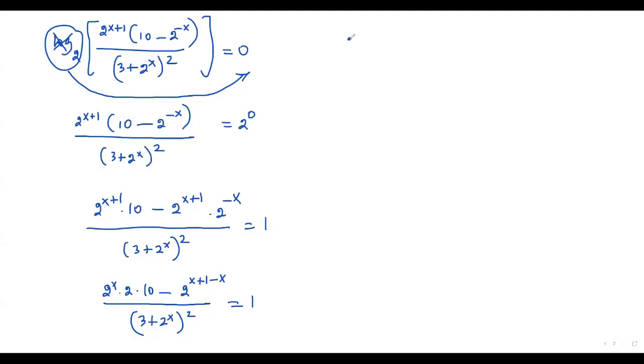Then I'm getting 2^x times 20, or it can also be written as 10 times 2^x. And here this +x and -x will cancel out. I am getting just 2 to the first power, that is just 2, divided by (3 + 2^x) the whole square equals 1.